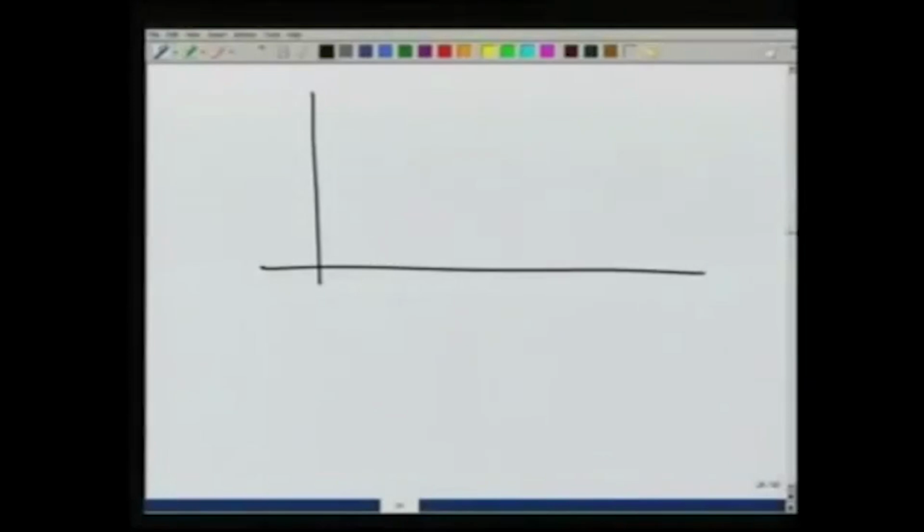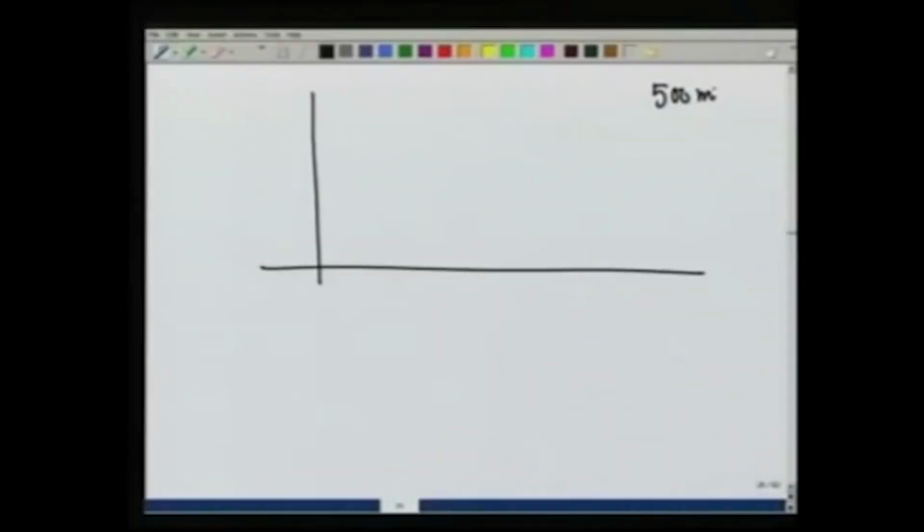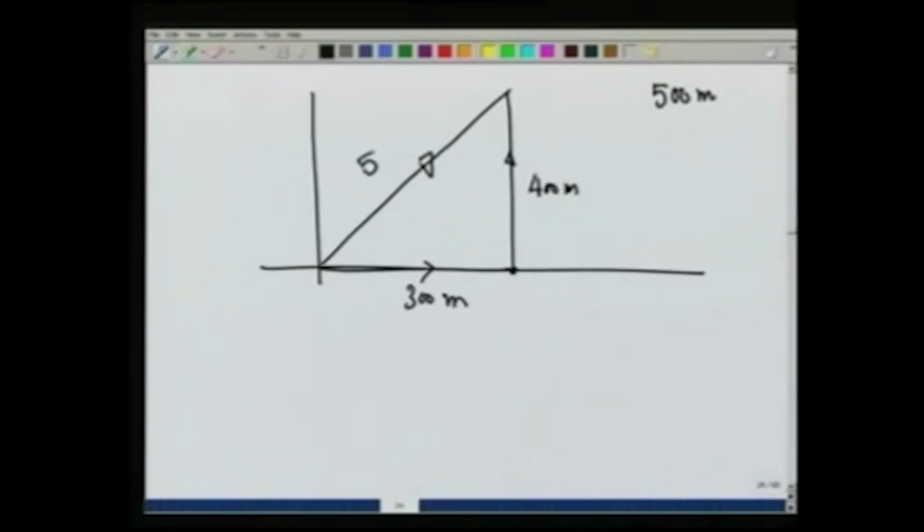Suppose you have a friend who asks you how far is the house of another friend, and you say it is 500 meters. Or you say you walk 300 meters to the east, I am just taking the previous example, and 400 meters to the north. So the direct distance of that house is 500 meters. But you have to walk in a zigzag manner, in that you have to go east first and then north. Total distance you cover is 700 meters.